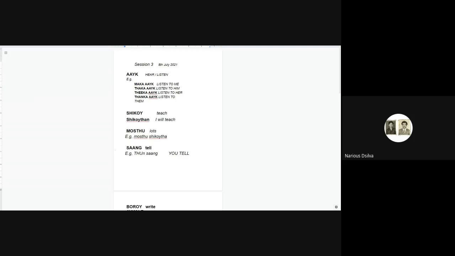I'll proceed to the next word. Shikoi. See, I have written the Konkani word in English script. So I'm using the wordings, though not appropriate for the sake of pronunciation. I have mentioned shikoi. Shikoi, actually it is used as shikai. But shikoi I have written for the ease of grasping it. Shikai is teach.